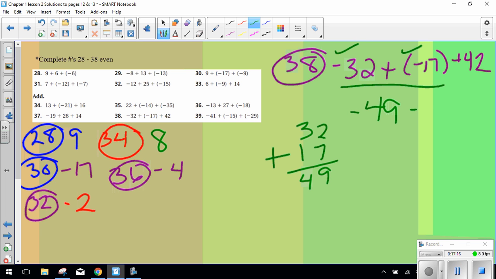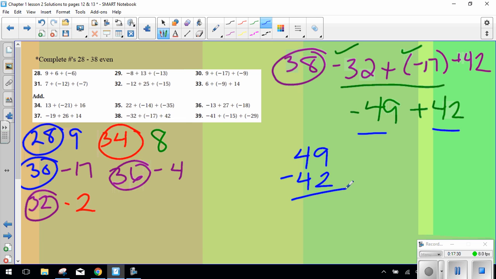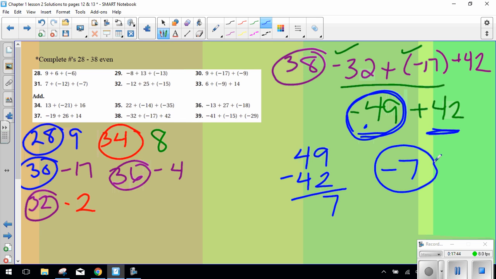Okay, and I'm going to take negative 49 and add 42 to it. Okay, so at this point, I have one negative, one positive. That means I have to subtract them from each other. Okay, that gives me 7. And now I determine the sign. Who gives me a bigger absolute value, the 49 or the 42? And hopefully you're saying 49, so I keep the negative. So final solution to 38 is negative 7.